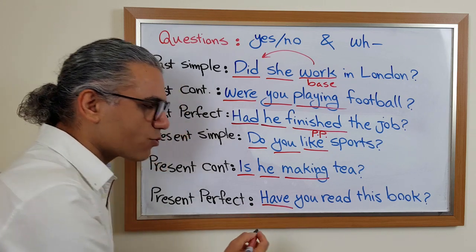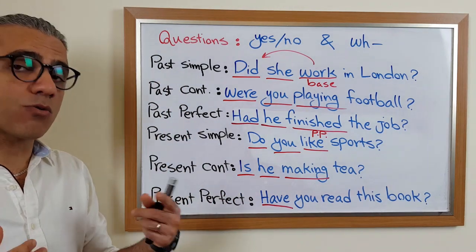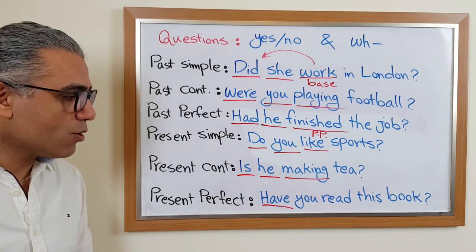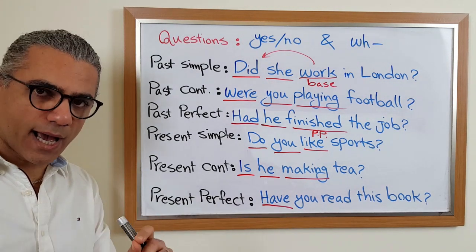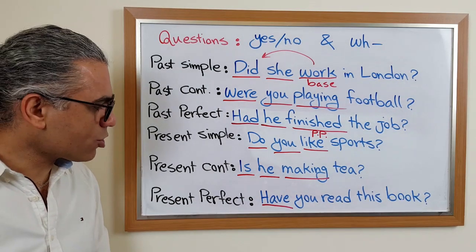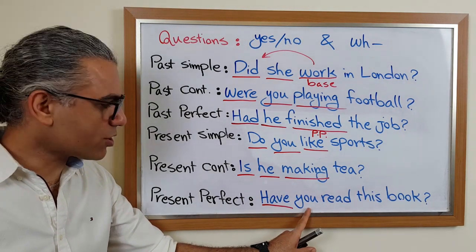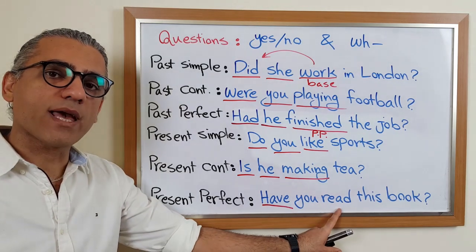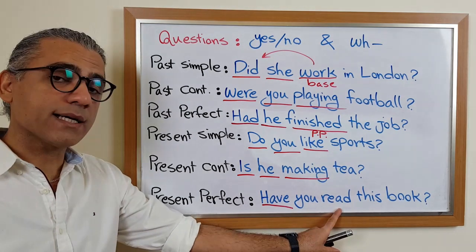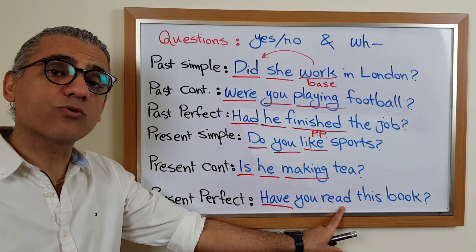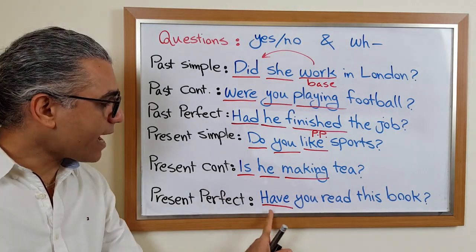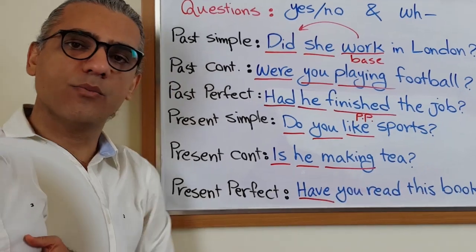The last example for this one is present perfect. In present perfect, when we are writing a yes or no question, we have two choices to start the question with, have or has. And you know which is which. Have you, we have the subject here, and after the subject, we have the main verb in past participle form. So this is not read, this is read. Have you read this book?